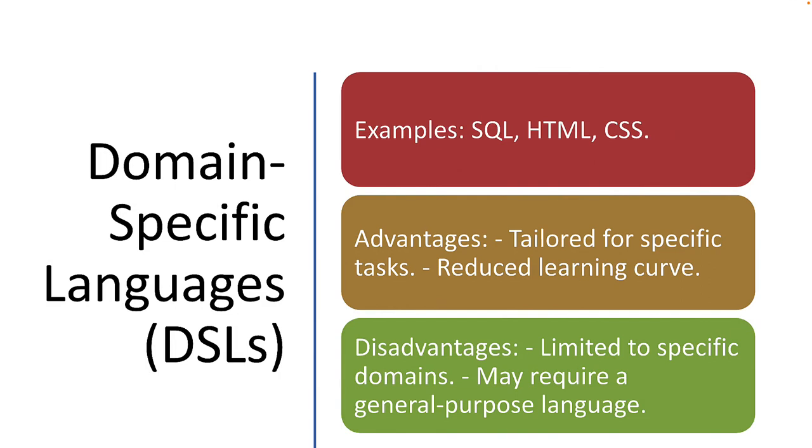The next area are domain-specific languages, or DSLs. Examples include SQL, HTML, and CSS. SQL is specifically designed for databases and HTML for web development. And the advantages of these are they're tailored for specific tasks and you have a reduced learning curve. The disadvantage is it's limited to a specific domain and may require a general purpose language to go with it. So if you're developing a website that's an active website, you may have a combination of different technologies like HTML, CSS, SQL on the back end, and maybe even C# in the middle if you're doing a Microsoft solution. But these are domain-specific languages.